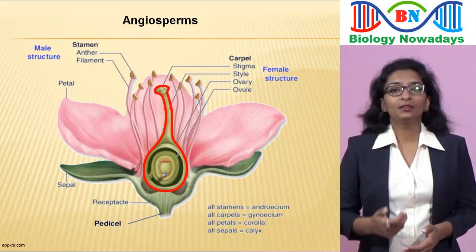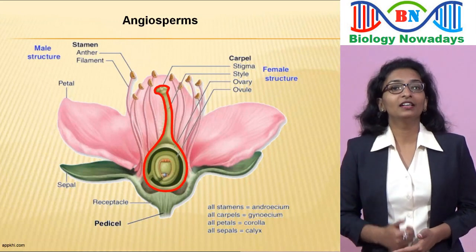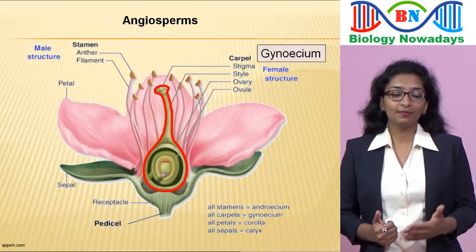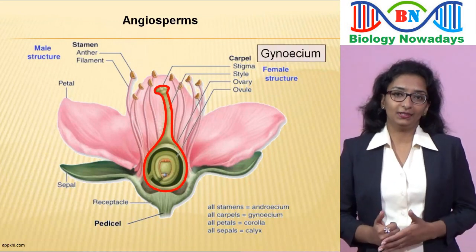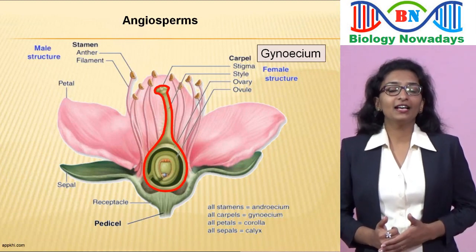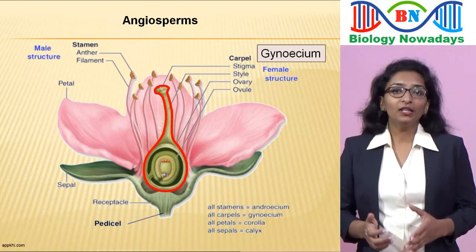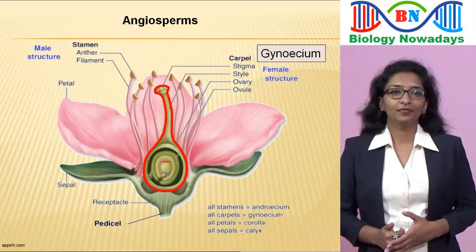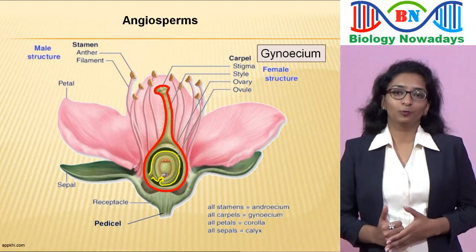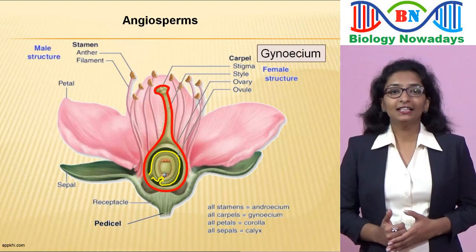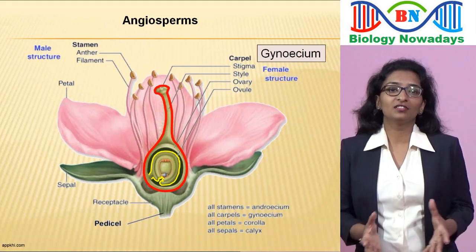Carpel, or the female reproductive part of the flower, is called gynoecium. Sometimes there may be one or more carpels. This flower has only one carpel. Inside the ovary, usually many ovules can be seen. Here only one ovule is shown. Let's see the structure of the ovule and how it turns into a seed.